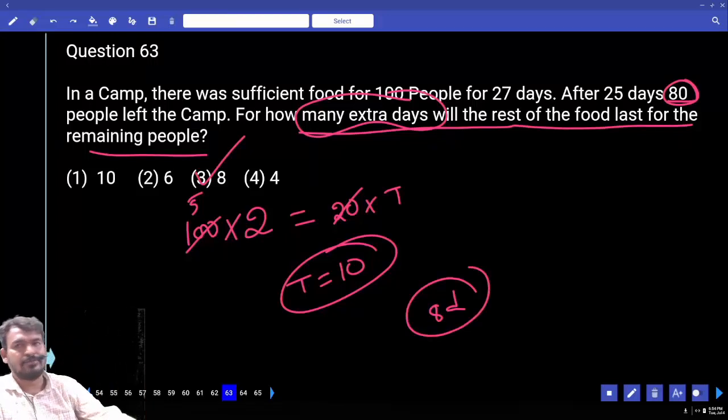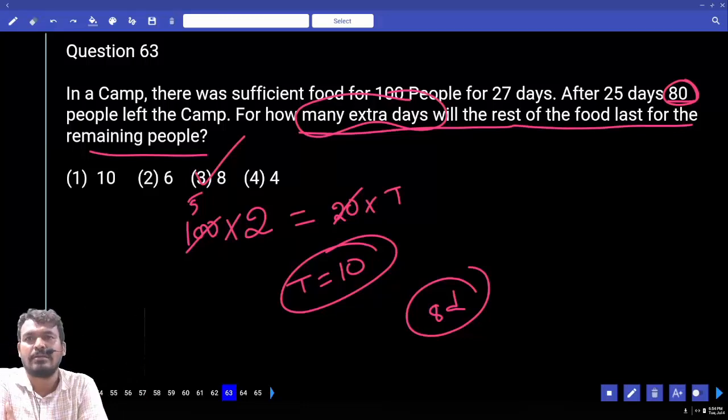Actually, the remaining food is sufficient for 2 days. But the next time, the same remaining food lasts how many days? 10 days. Means how much time is extra? 8 days.